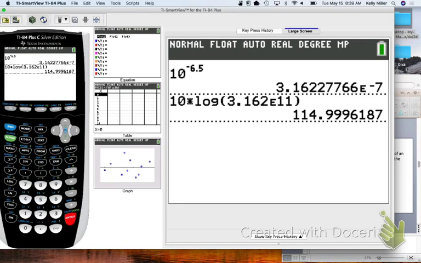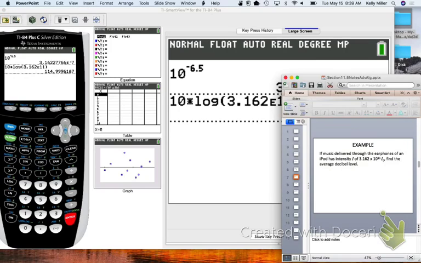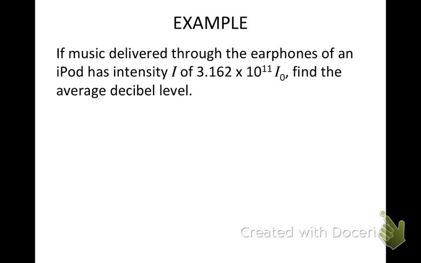Would everybody be able to do that on their calculator? I mean, you could move your decimal place over 11 times to the right. That would just be a lot of zeros that you're going to be putting into your calculator. So we have 115 decibels for our answer there. How do we just write decibels? It's just dB. There you go.